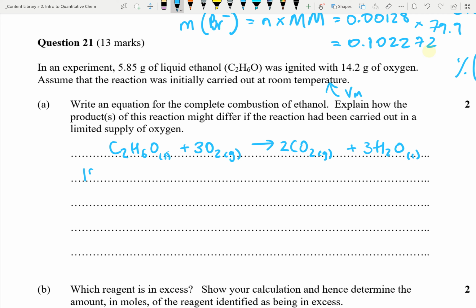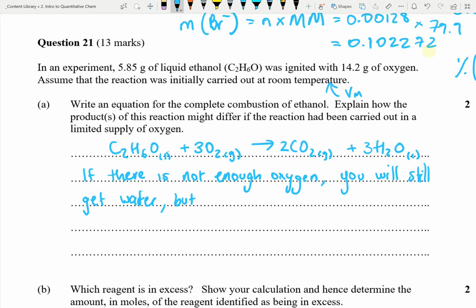If there is not enough oxygen, then you will still get water formed. So what I'm trying to say is water is like the preferred one that oxygen goes to, and then if there isn't enough, you'll get carbon monoxide and carbon soot.